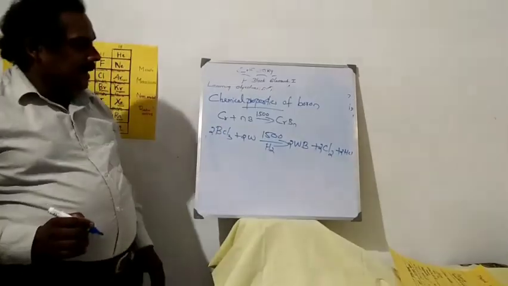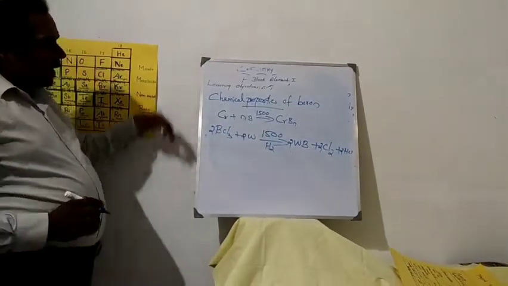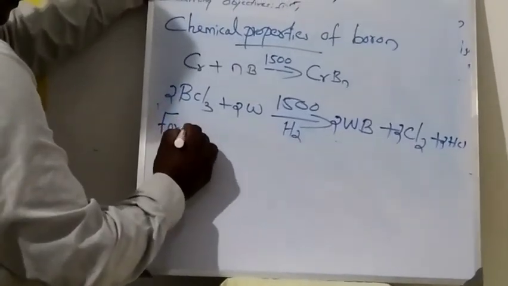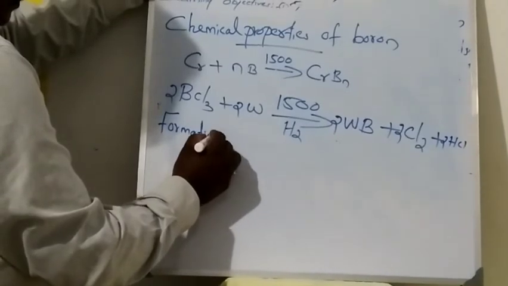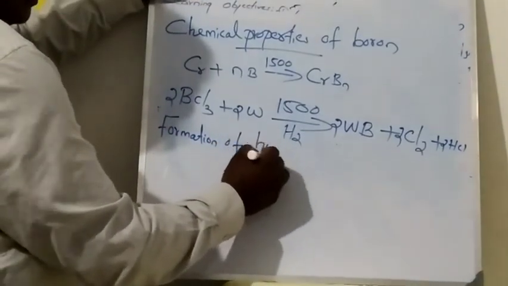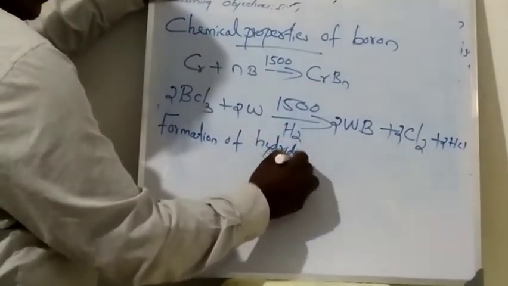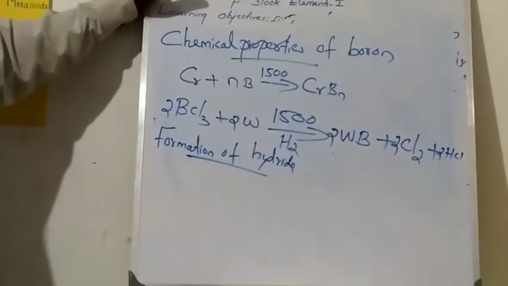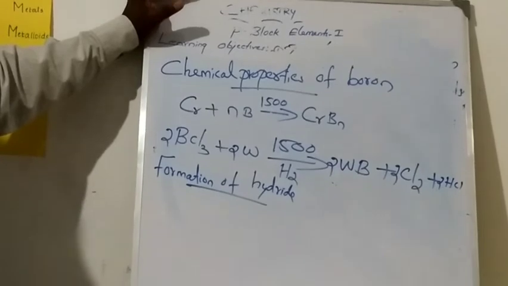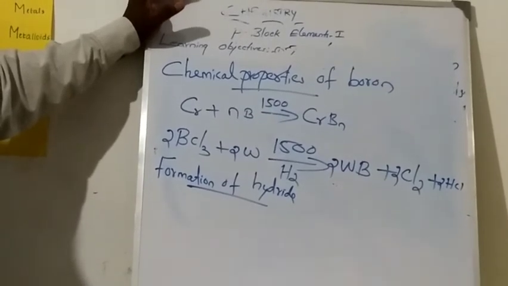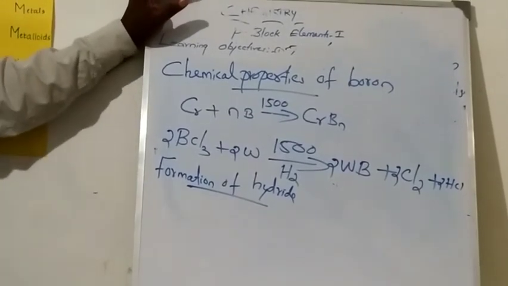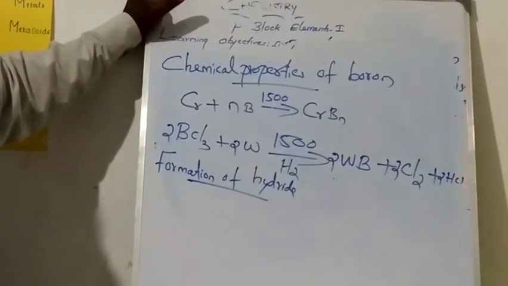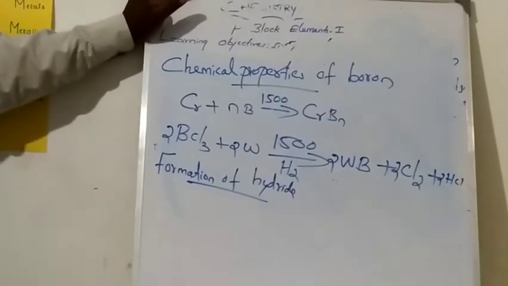The next one is the formation of hydride. Here is one of the very, very important one-word questions. Boron does not react directly with hydrogen. Here it forms a variety of hydrides called boranes. It's a very, very important question.